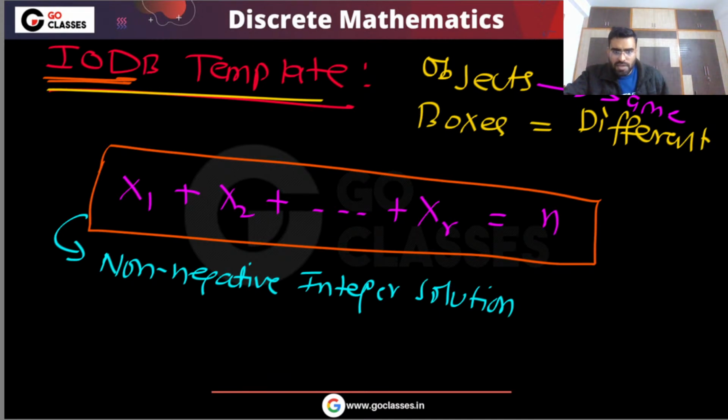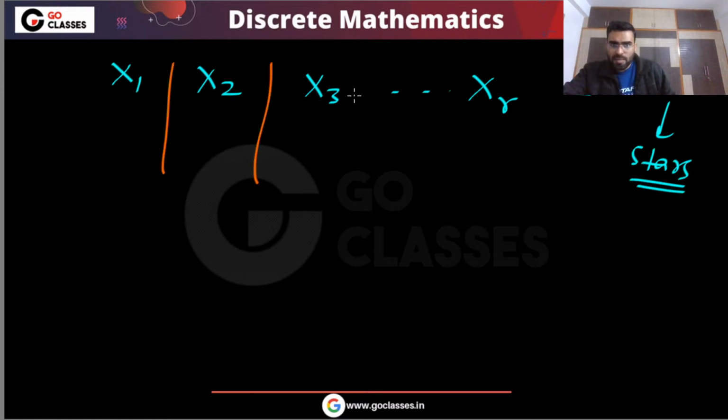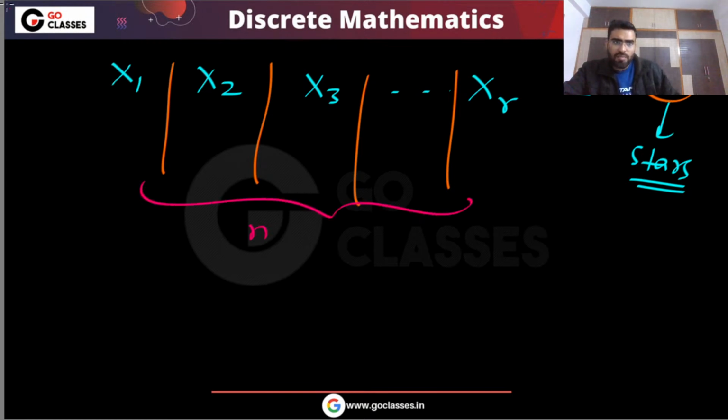So here, these x1, x2, x3, up to xr are the boxes, and these n are the stars. And these are the bars. So how many bars do we have? Total n stars we have, and if you have total r boxes, then r minus 1 bars we have. Yes or no? Because bars means boundaries. How many boundaries do we have?